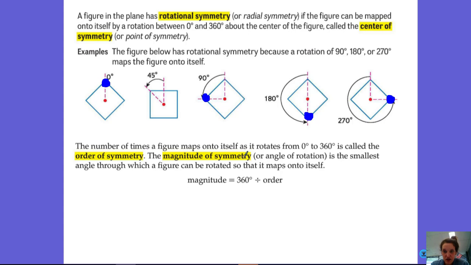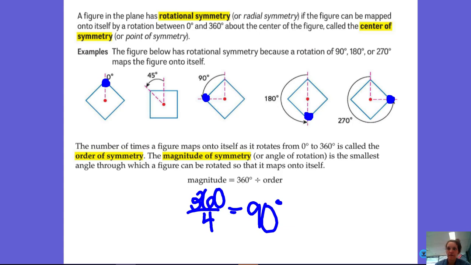The magnitude is how many degrees you rotate in each of those turns, how many degrees are in each rotation. So it is found by dividing 360 degrees by the order. So our order on that square was 4. 360 divided by 4 is 90. So the magnitude, the amount of degrees in each rotation, was 90 degrees. We're rotating it 90 degrees every time.